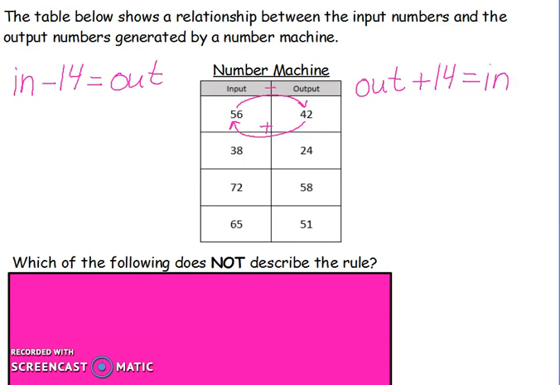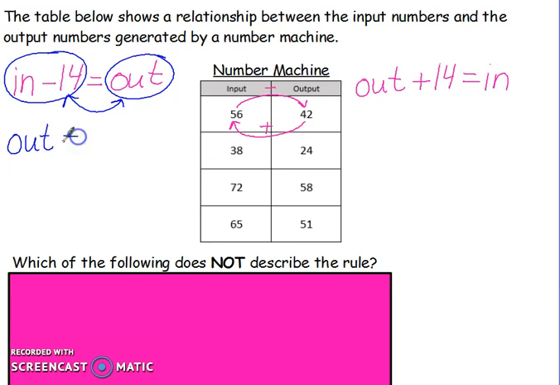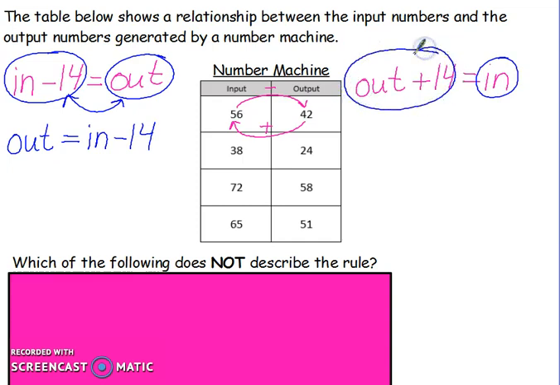Now that I've written those 2 related facts, I'm going to use what I know about the equal sign, that everything on this side is the same as everything on this side, and I'm going to flip them around to write it another way. The output is equal to the input minus 14. And I'm going to do the same thing over here. What's on this side of the equal sign and what's on this side of the equal sign are going to be flipped around. The input is equal to the output plus 14.